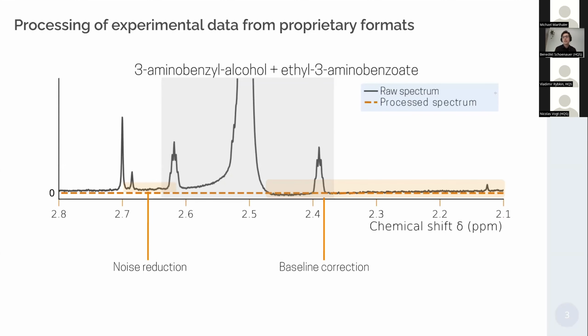So now we're just in the ppm range of 2.1 to 2.8 ppm. The gray area is the solvent peak that we're removing, but you see other things here as well that we need to clean up first. One thing is the noise.